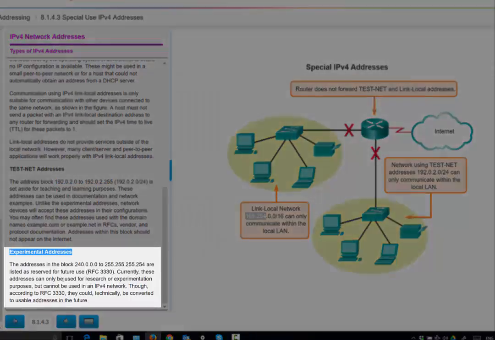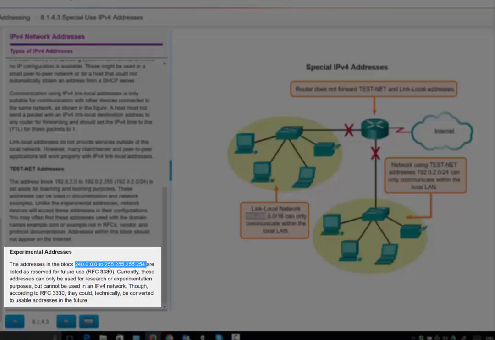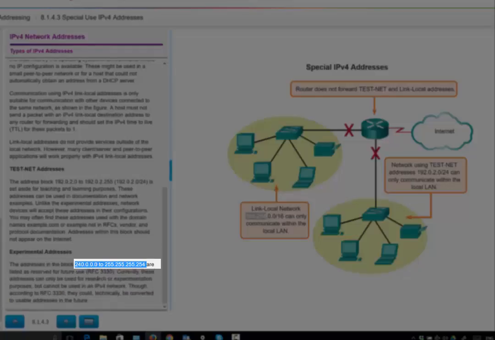The last class of special IP addresses is what we call experimental addresses, and these are in the range from 240.0.0.0 all the way to 255.255.255.254.